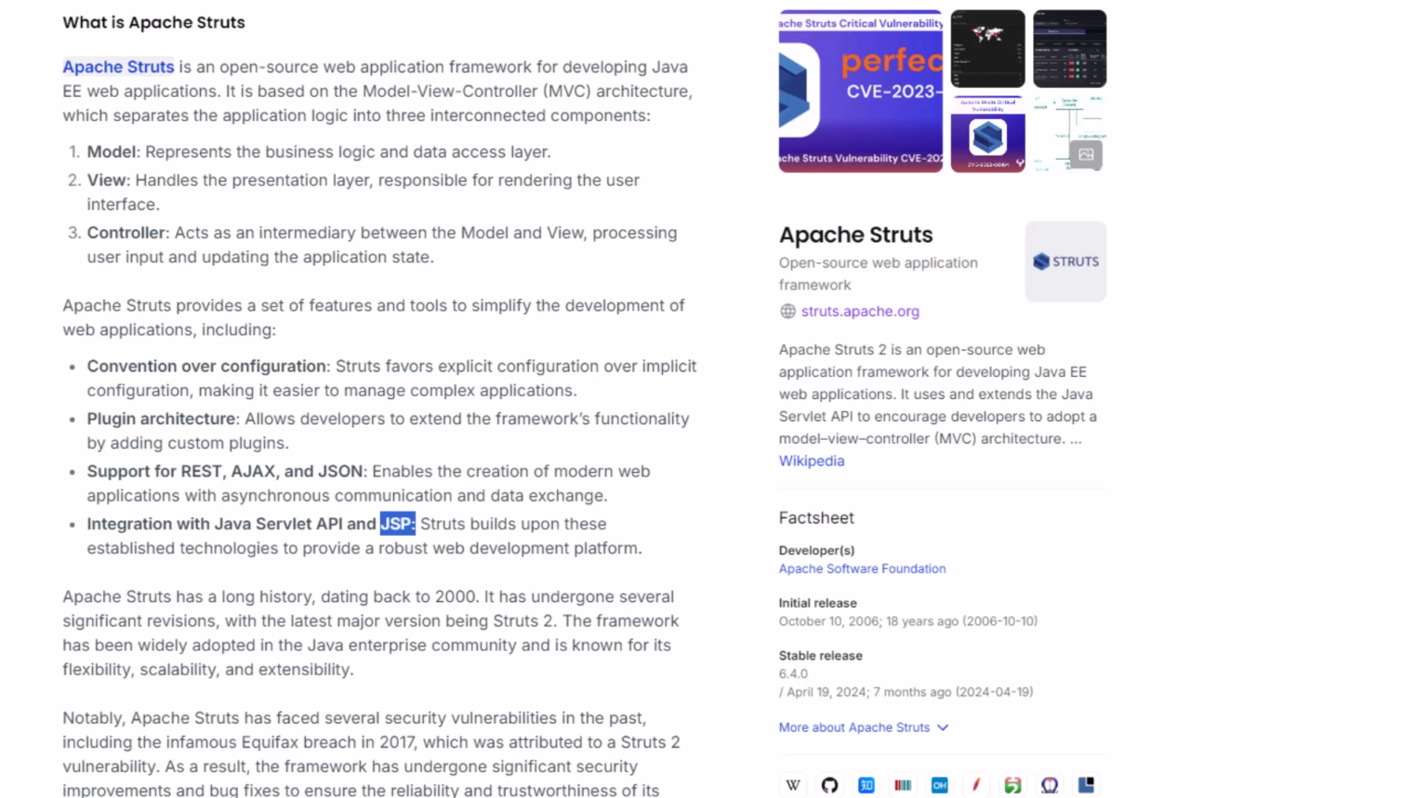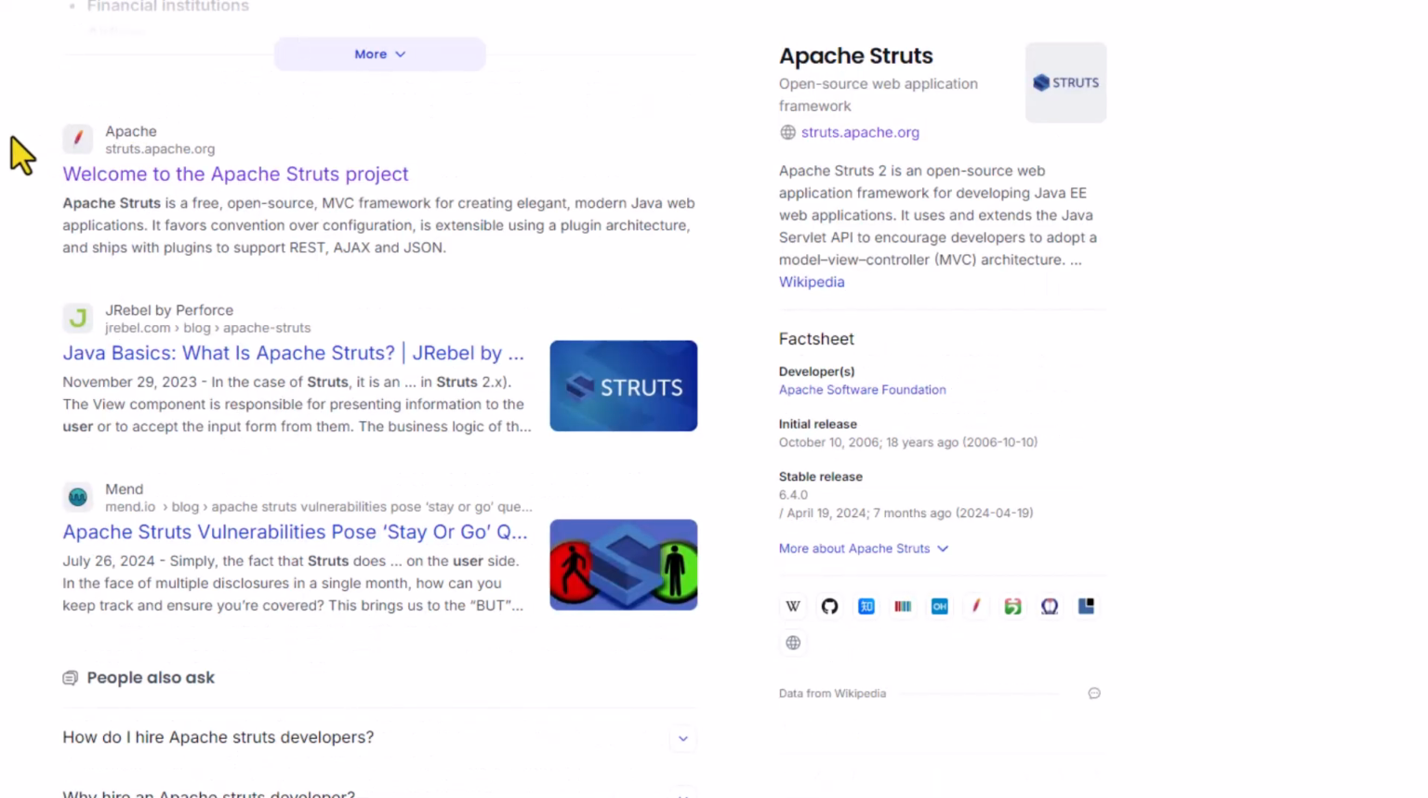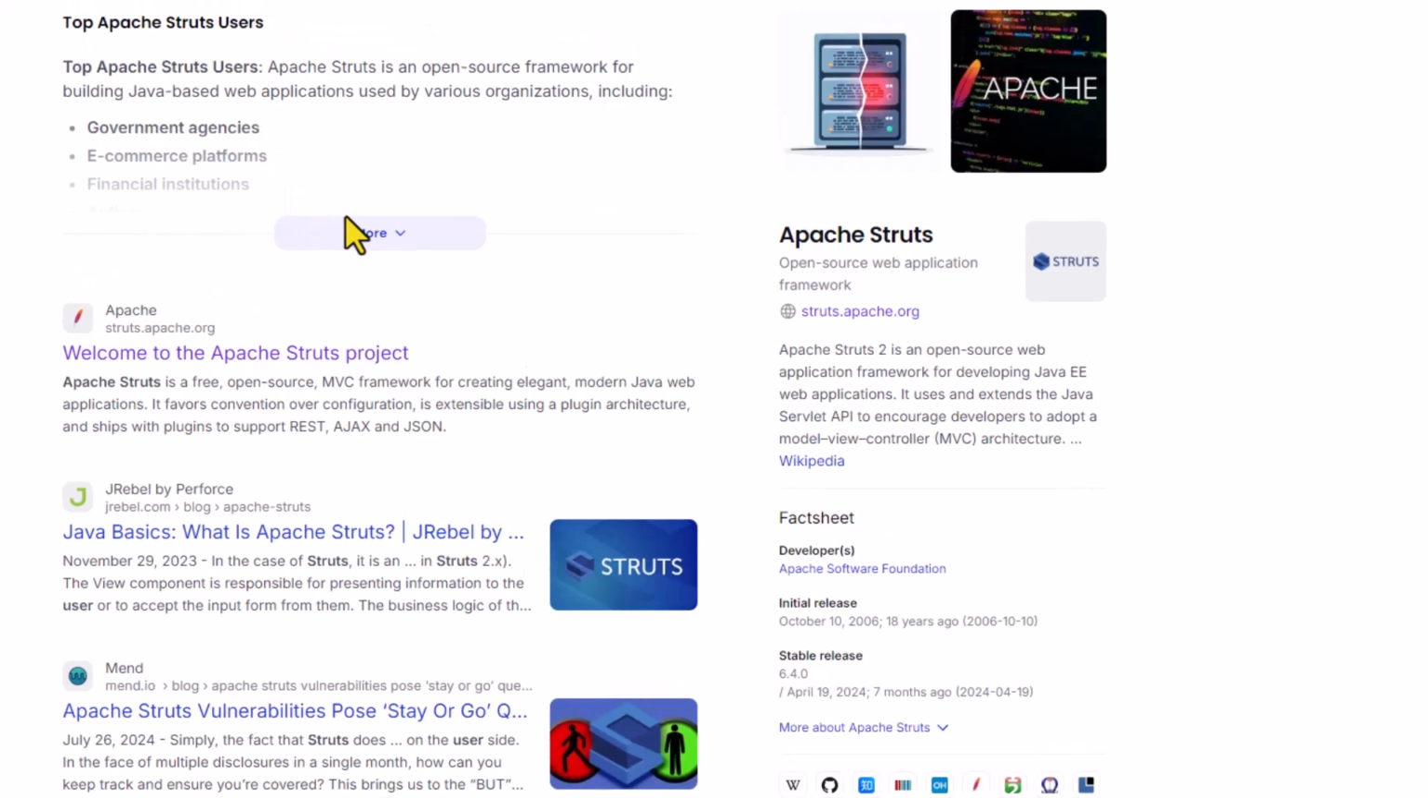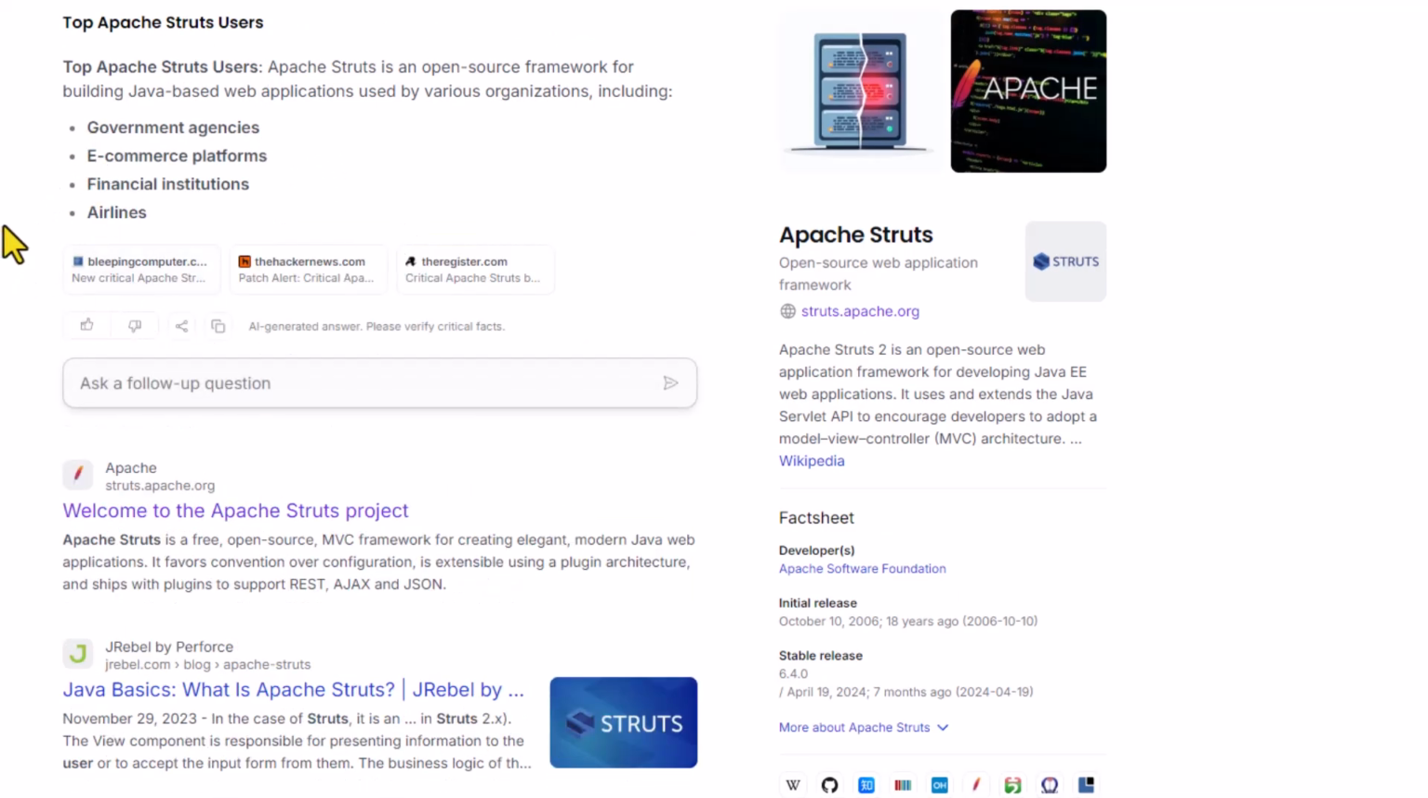But the larger point is you'll have to at least recognize these, if not be relatively functional in them. And you've got to know that Apache is a very highly regarded company. So the fact that they've got some sort of an exploit out here, a vulnerability, is pretty interesting. Now I looked up who are the top Apache Struts users. And of course Leo comes in and says, well, it's these guys here. Well, look at what we got here. We got government agencies, e-commerce platforms, financial institutions, and yay, airlines.